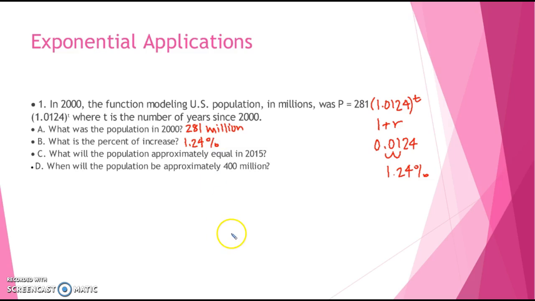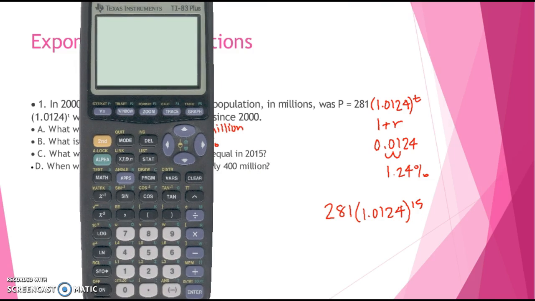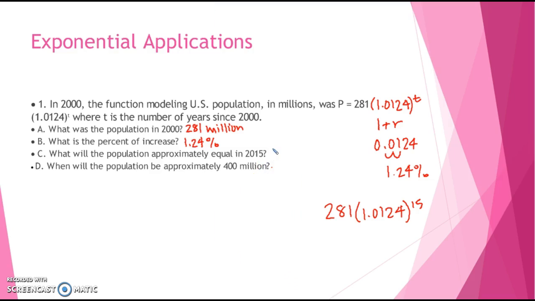Then I want to know what the population will be in 2015. 2015 is 15 years away from 2000, so I'm just going to plug in 15 for t. And we can do this on the calculator. So let me pull up the calculator here. And I'm going to type it just like I see it. So we have 281 times 1.0124, and I'm going to use the caret button, 15. So we have 338.05, or we'll just round that to 338 million.